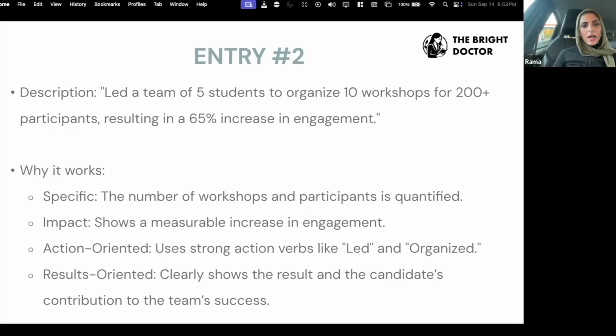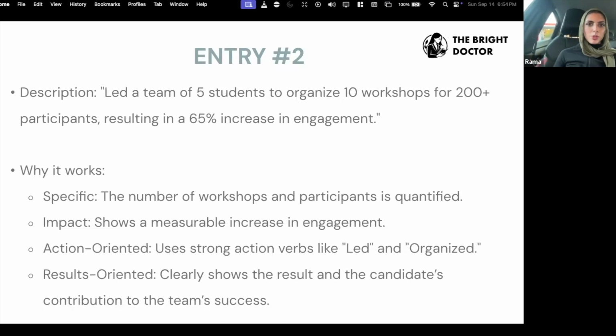But here, this one is: you led a team of 5 students to organize 10 workshops for over 200 participants, resulting in a 65% increase in engagement. I know that it's wordy, and I understand that there's a lot of different metrics. You don't by any means have to have this many. And even if you had changed the verb, that would be even better. But you see here how I can now envision it.